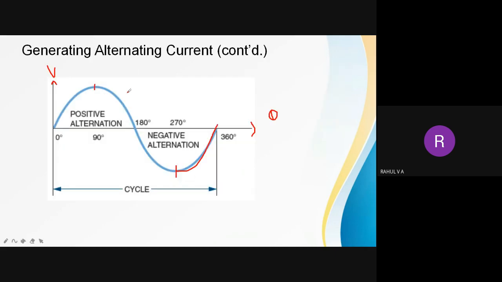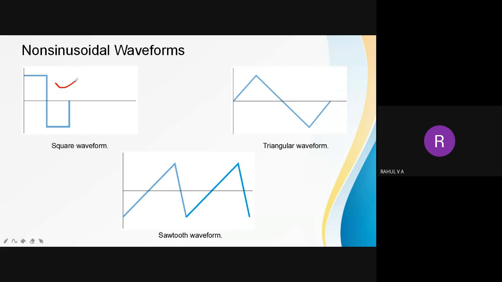Okay, AC does not mean only a sine wave. AC can be a square waveform like this, because it also has a positive half cycle and a negative half cycle, or it can be a triangular waveform, which also has positive and negative half cycles, or a sawtooth waveform, which also has positive and negative half cycles. So an alternating quantity, alternating current or alternating voltage, can be not only sinusoidal, it can be a square wave, triangular wave, sawtooth waveform, etc.